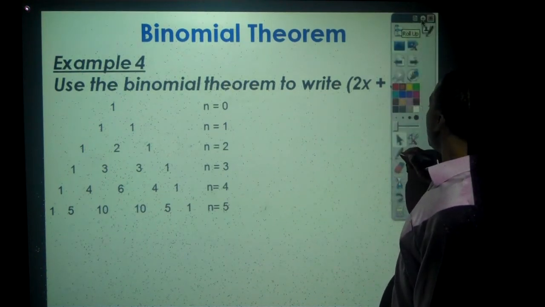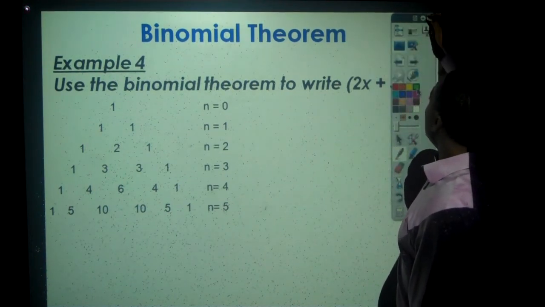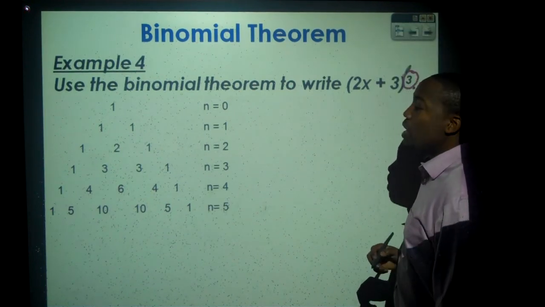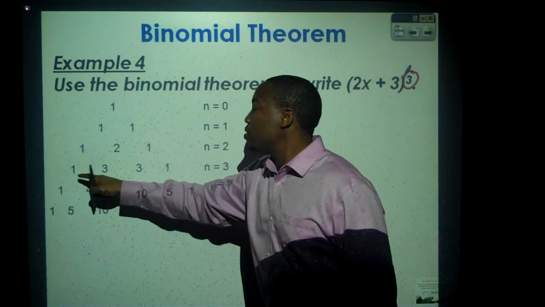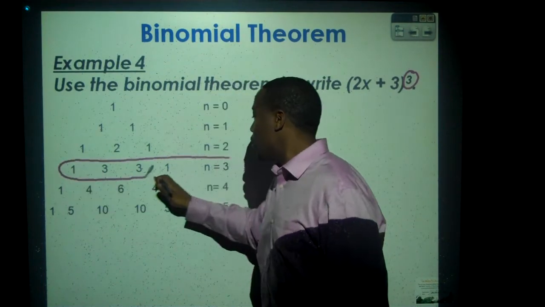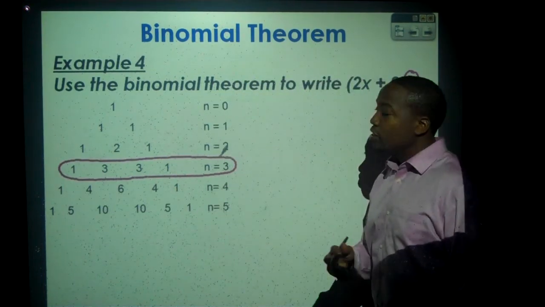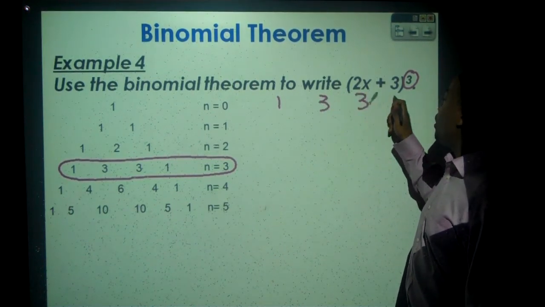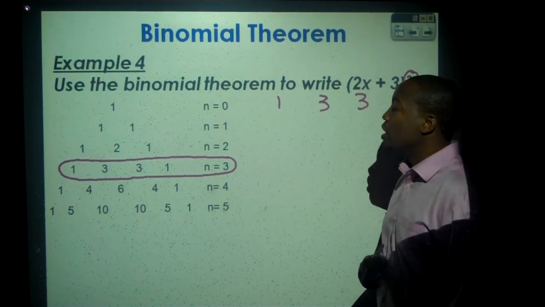Well, let's follow the same steps. Let's go ahead and circle what we need to circle. So the 3 corresponds to which line? As we said in the Pascal triangle, it would also be 3. Right? So let's go ahead and bring it down. So 1, 3, 3, 1. Right? That's the first thing.